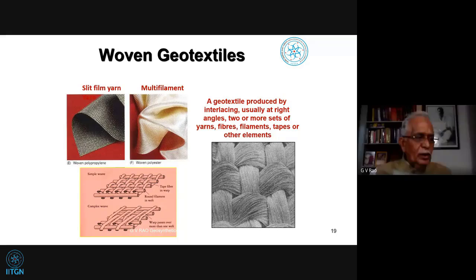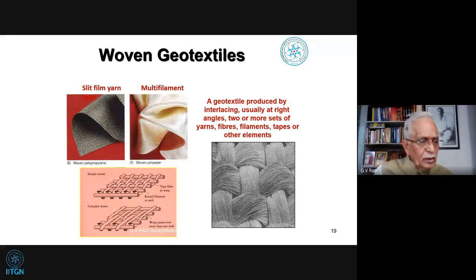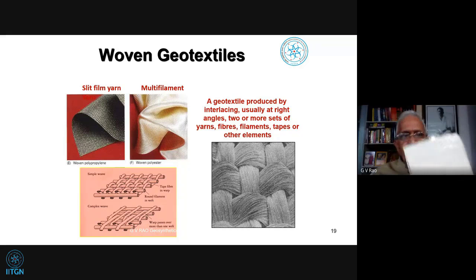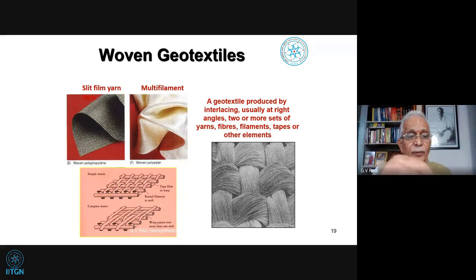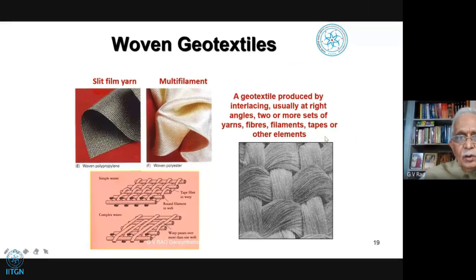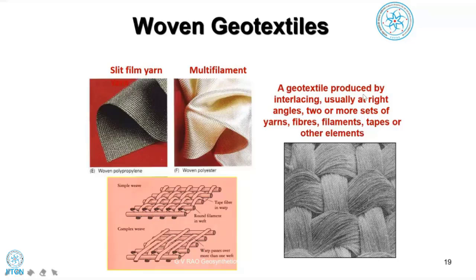Okay, and then what did we have? I can also show you, I already showed you the cement bag. This also is made from slit film yarn. Actually, you can see here there is a flat tape. Okay, so that is another process which we are going to look at. And then by definition, it is produced by interlacing, usually at right angles, two or more sets of yarns, fibers, filaments, tapes, or other elements.